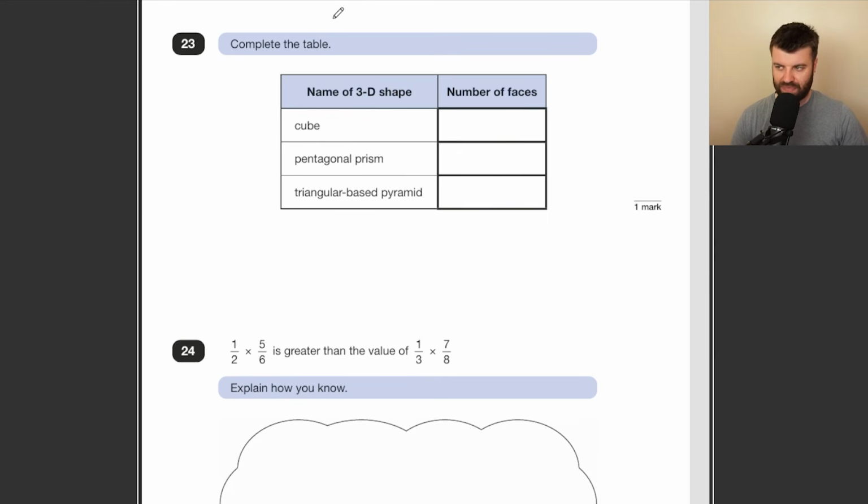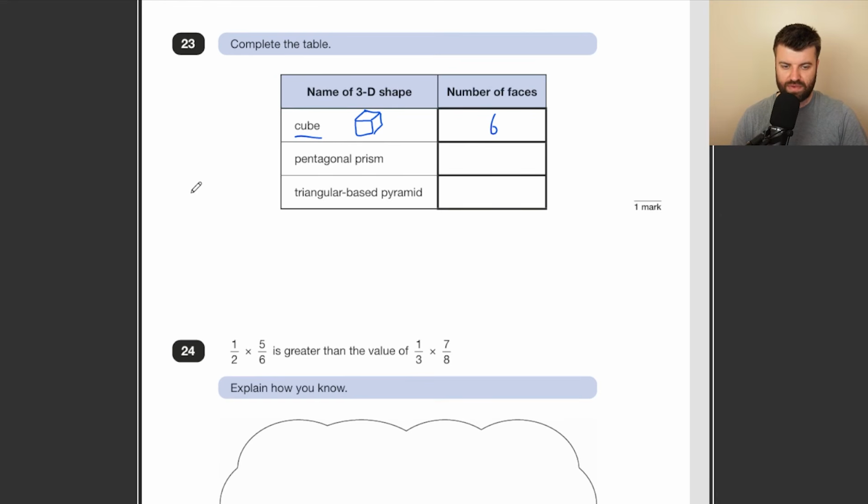Question 23. Complete the table. Name of 3D shape, number of faces. Fantastic question. Cube. Just think of a dice. How many different possibilities are there when you roll a standard dice? There are 6. 1, 2, 3, 4, 5, 6. That's because there are 6 faces. Simple as that.